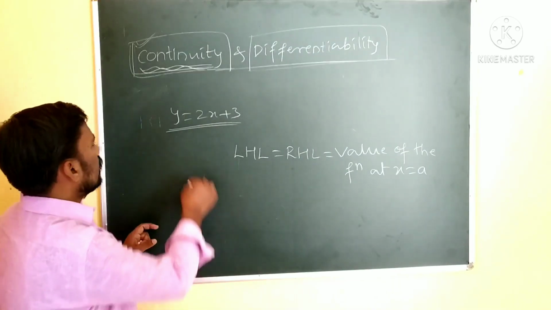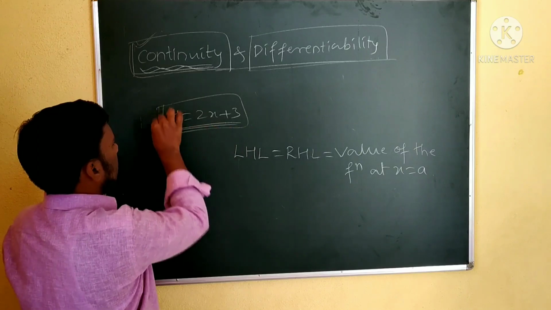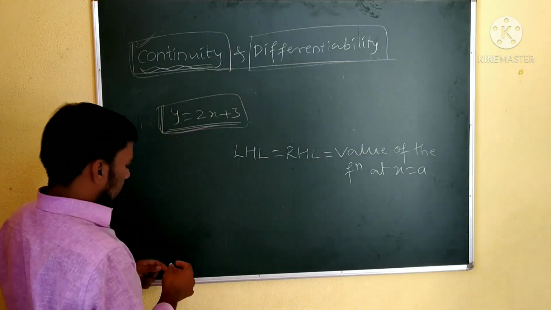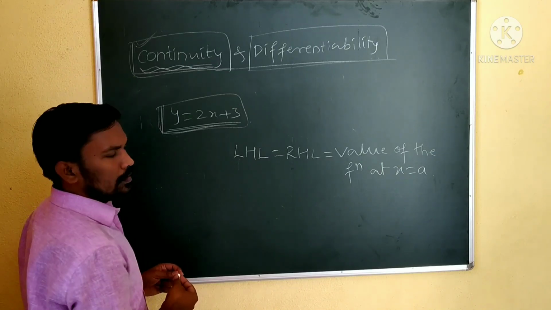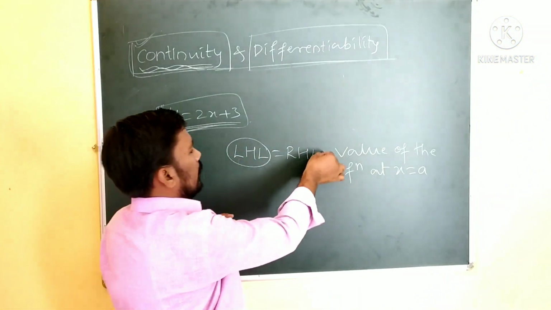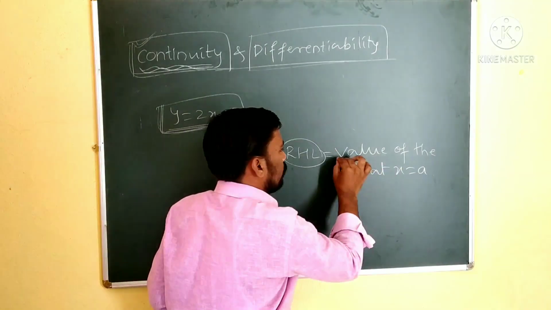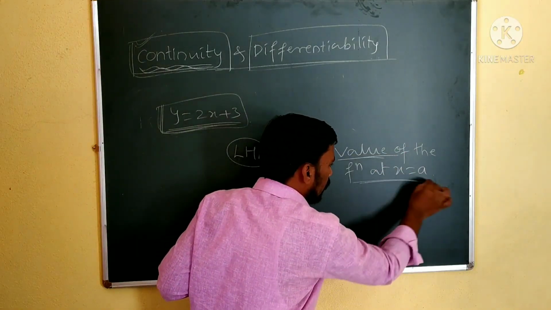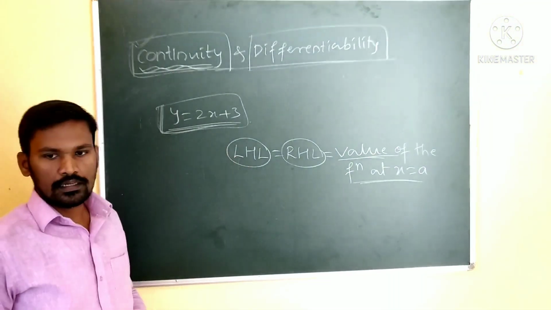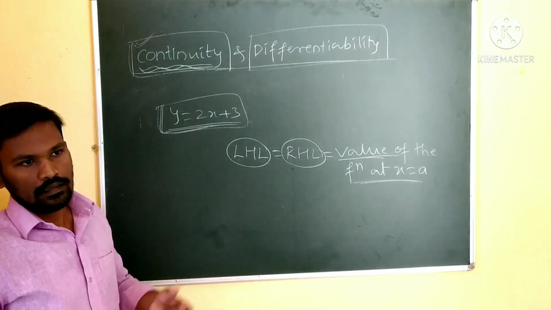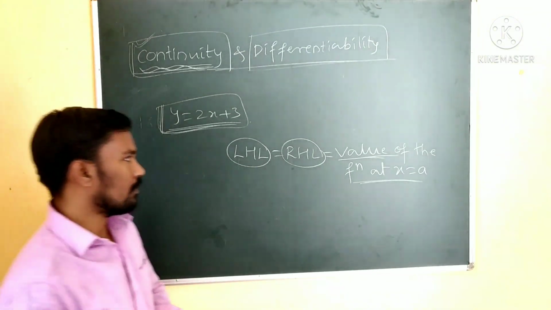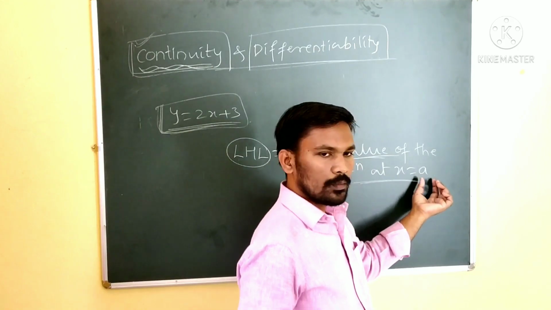Say this is the given function, let's take y is equal to 2x plus 3. For the function to be continuous, the left hand limit value, LHL means left hand limit value, the right hand limit value and the value of the function at a given limit point must be the same. If all 3 values are the same, then the function is continuous. Otherwise the function is discontinuous, or not continuous, at a given limit point. So x is equal to a is a limit point.